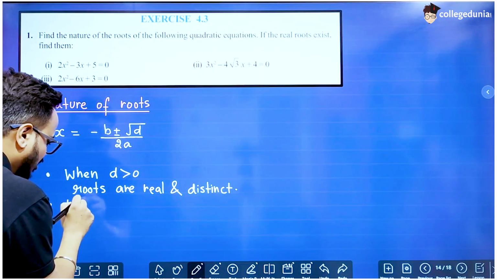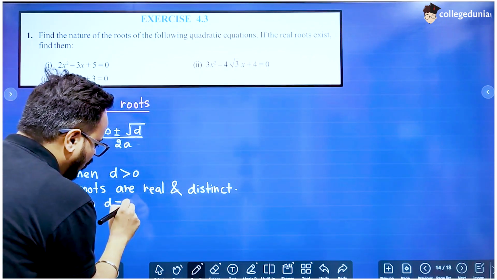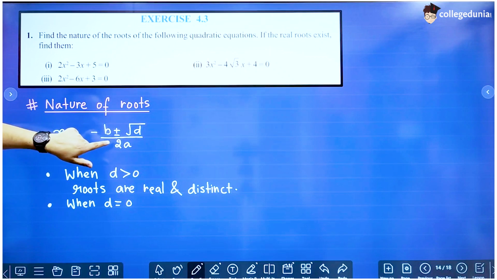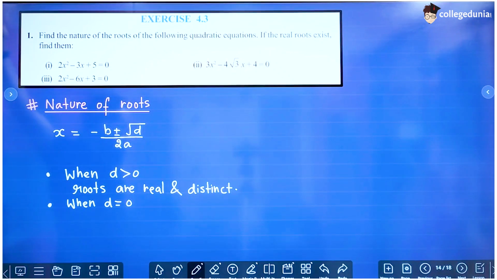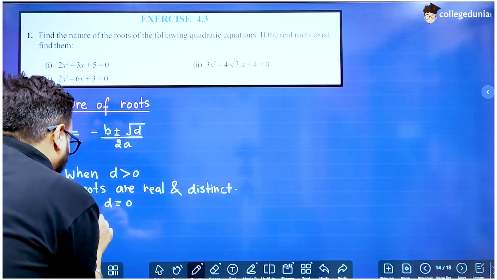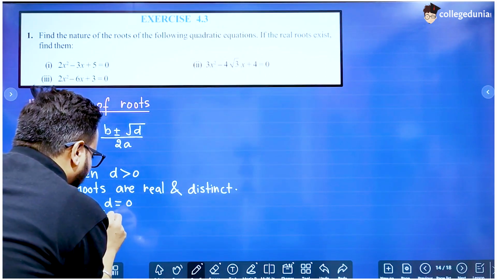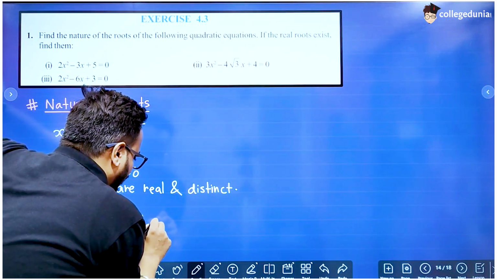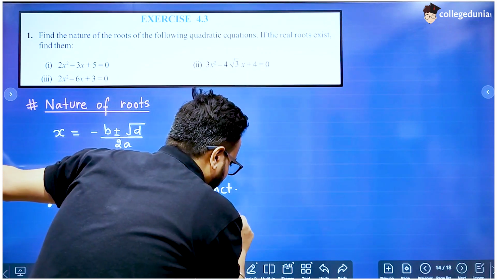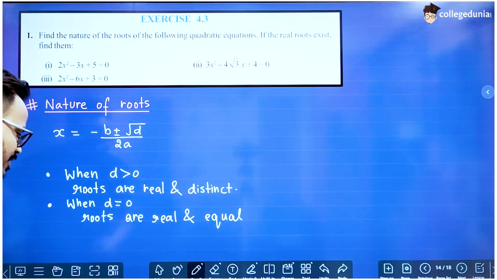Second, when D is equal to 0, there is only one difference between the values of the two roots. One is minus b plus root D by 2a, and the other one is minus b minus root D by 2a. So the root D part is the same, but the sign is different. But if the value of D is 0, then this will be eliminated, and both the roots will become minus b by 2a. So if D is 0, roots are real. That means you can find the value of roots, but roots will be real and equal.